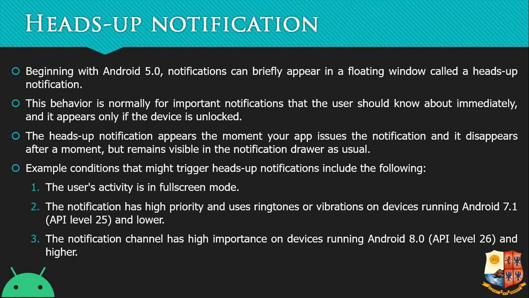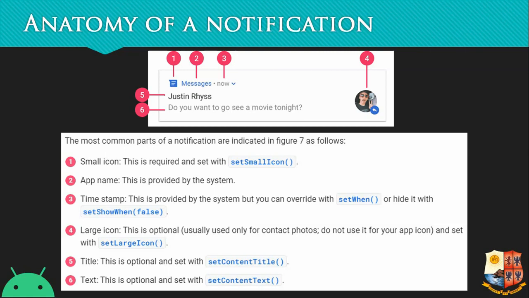Third one is something called notification channel has high importance, which is greater than 8.0, API 26 and above. I'll talk about these two in a short while, but remember that there is a huge difference in notifications in older phones and new phones. Next slide is a very, very important slide which says what is the anatomy of a notification.